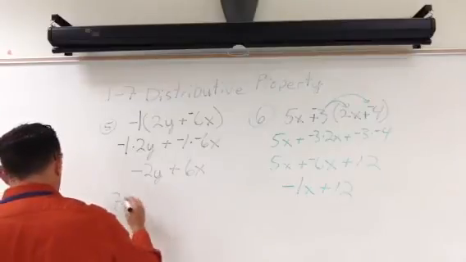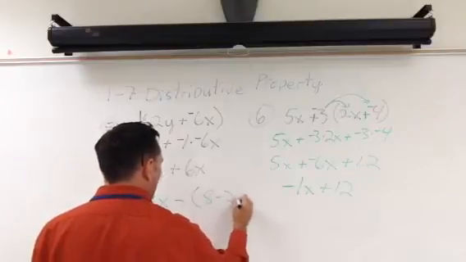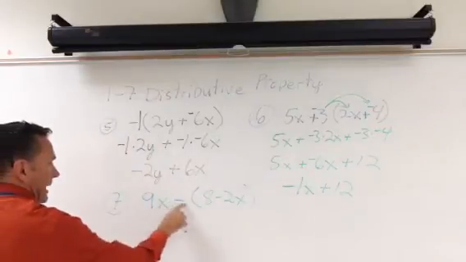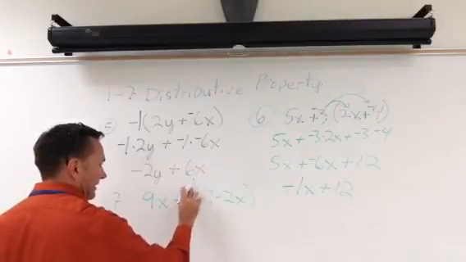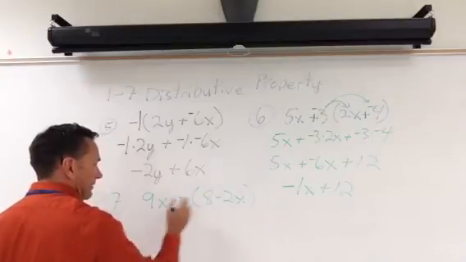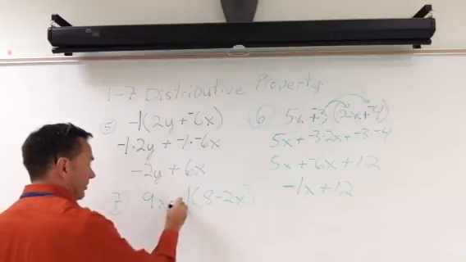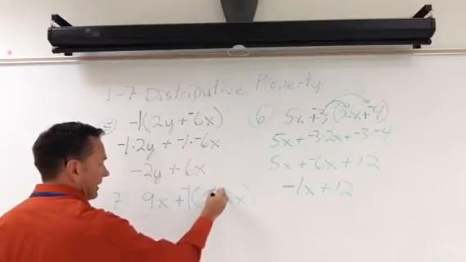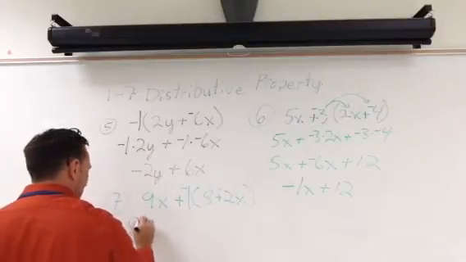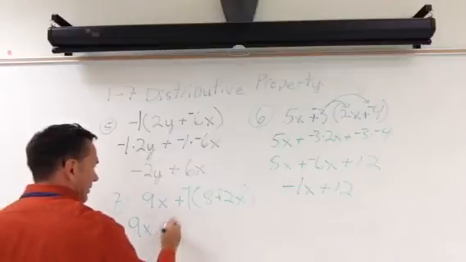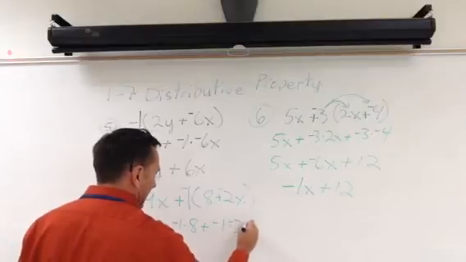Number 7. 9x minus parenthesis 8 minus 2x. There's a minus sign in here. Just like before, we have to put a 1 here because there's a number here that's multiplying this. Change our subtraction to adding opposites. Plus a negative. Plus a negative. Again, the 9x is not multiplying this; 9x is being combined with it. So you end up with negative 1 times 8 plus negative 1 times negative 2x.